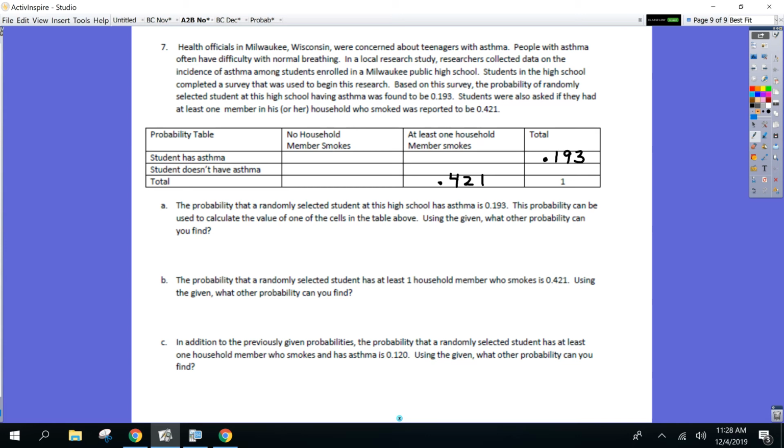Okay, real quick, part A. When I gave you the 0.193, what other probability could you find? That's what it's asking for right now. Given the 0.193, what other probability in the table can you find? Total. Total for what? Students who don't have asthma. Yep, it's the total for students who do not have asthma. Just by giving you the 0.193, you can now find that total.